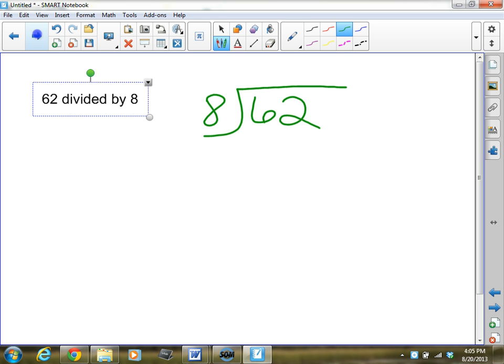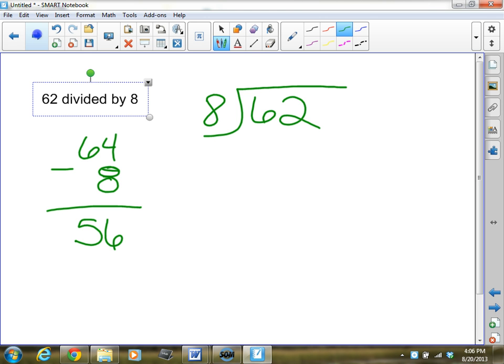8 times 7 is 56. No, wait, what is 8 times 7? I always forget those, so no one's perfect. But I do know that 8 times 9 is 72. 64 is 8 times 8. Because I'm bad at my 8s, I'll admit it, I am going to subtract 8. 64 minus 8 is 56. There I go. 8 times 7 is 56.